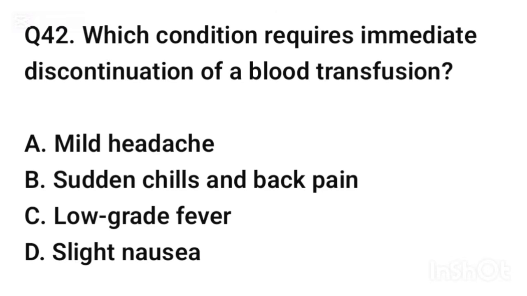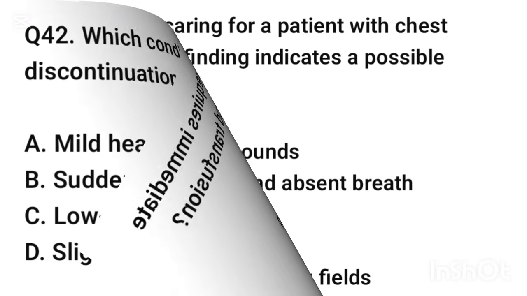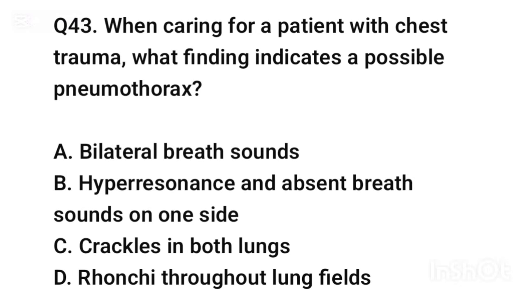Question number 42. Which condition requires immediate discontinuation of a blood transfusion? The correct answer is option B, sudden chills and back pain. Question number 43. When caring for a patient with chest trauma, what finding indicates a possible pneumothorax? The correct answer is option B, hyperresonance and absent breath sound on one side.